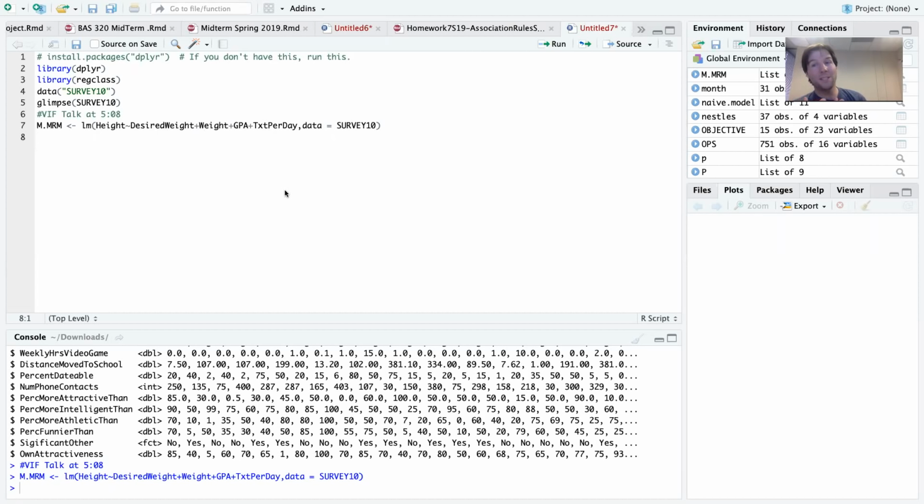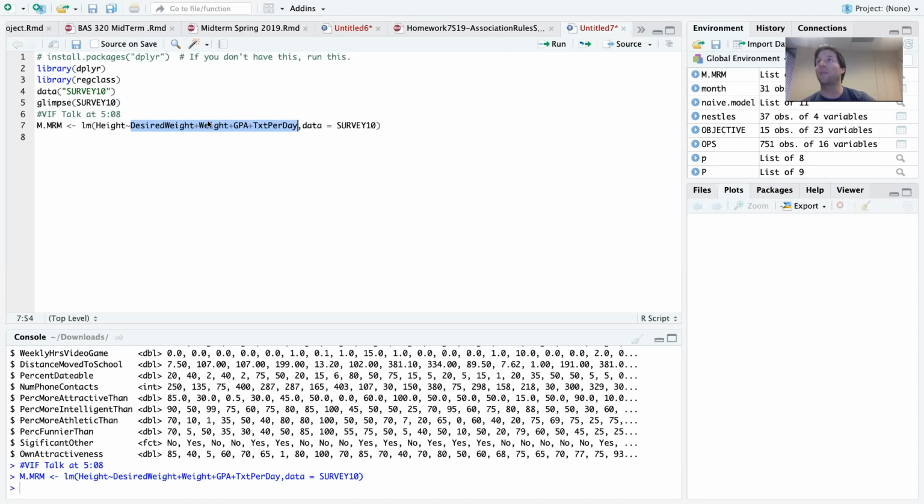Well, what variance inflation is, it's due to multicollinearity. There's a keyword you should know. Multicollinearity is when the X's explain the X's. We do not want our X's to explain our X's. So you're actually looking at the relationship of these variables. You'd have to ask yourself, is desired weight explained by these? Is weight explained by these? Is GPA explained by these? Is text per day explained by these?